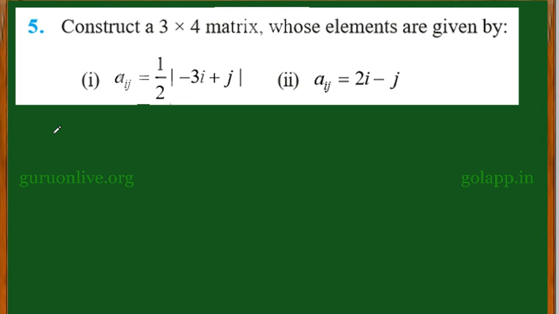Construct a 3 cross 4 matrix whose elements are given by Aij is equal to 1 by 2 modulus of minus 3i plus j, and Aij is equal to 2i minus j. They are saying the matrix is of order 3 cross 4. We need to find the elements of the matrix. They are given the general elements of the matrix.